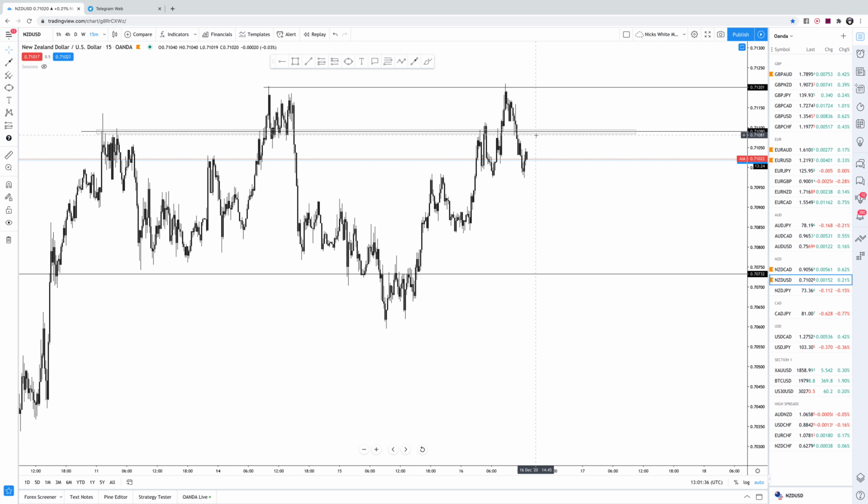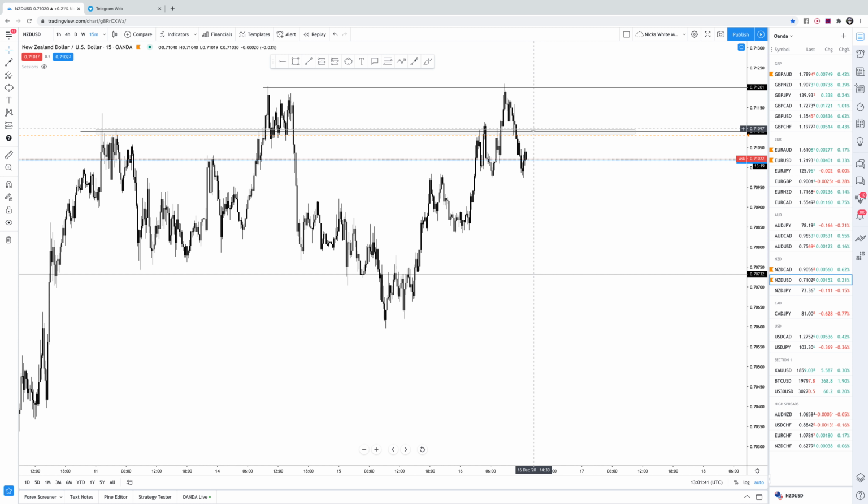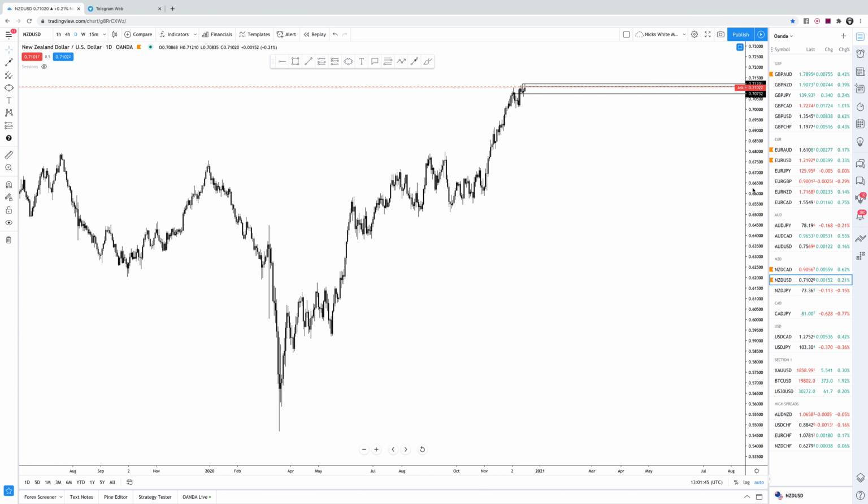Here's what I'm looking for. I'm going to set an alert here at this level, and then if price comes back up to this level, I think it's going to bounce. What will be the logic behind this trade? Price is bouncing at a daily resistance level.